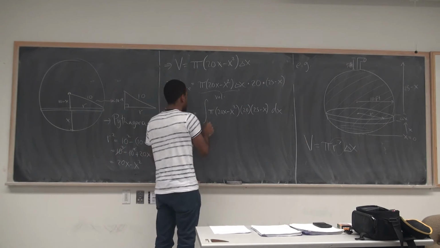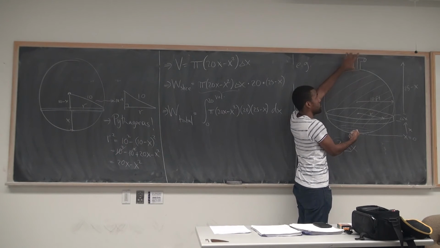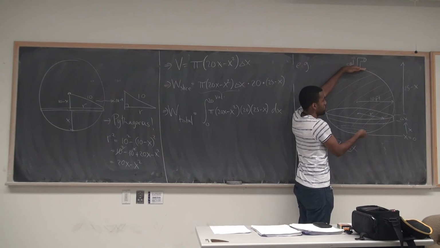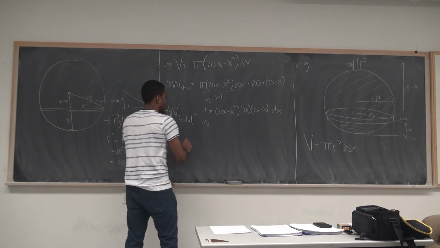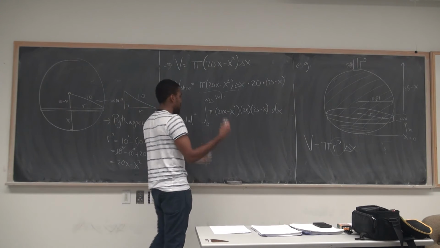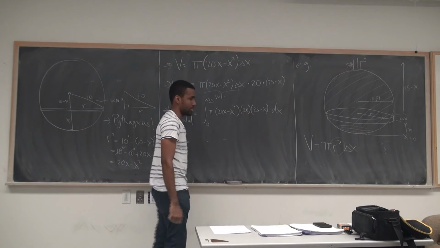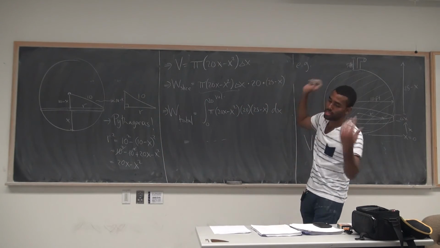0 to 20 because it's a sphere. Remember this, it's the length of the liquid we want to move. The 5 is irrelevant. The liquid is filled to the top of the tank, so I only want to move from 0 to 20. So that's that. You just expand the brackets and do the power rule.